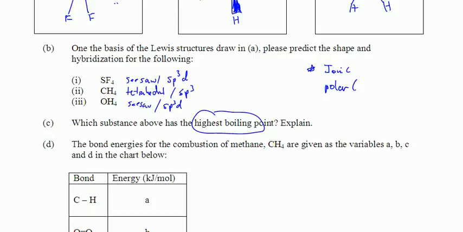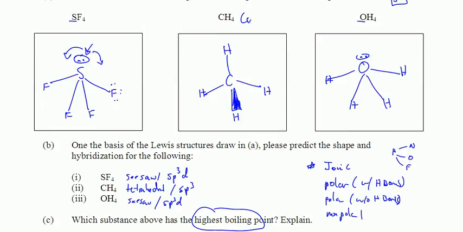We have the 2 polars. We have the polar with H bonds. Remember, an H bond is every time you have H connected to N, O, or F. Polar without H bonds and non-polar. So let's go up here and let's identify these. This one here is non-polar. This is polar. And this is polar. This is non-polar because it's symmetrical.